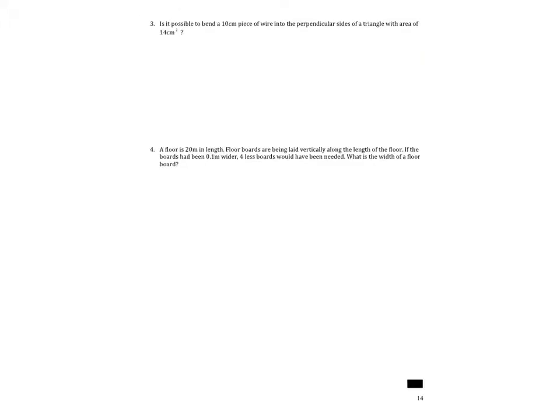Okay, so in this 3rd example, now I've actually realised I've made a mistake. It says, is it possible to bend a 10 centimetre piece of wire into perpendicular sides of a triangle with area 14 centimetres squared? Let's think of a triangle with a right angle. So they're talking about the perpendicular sides of a triangle, and the 10 centimetre wire is just the perpendicular sides. Just this one and this one. So those 2 black sides there add up to 10. And the area of this triangle is 14 centimetres squared.